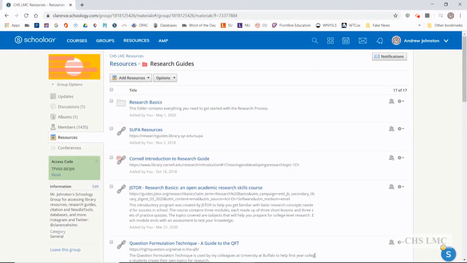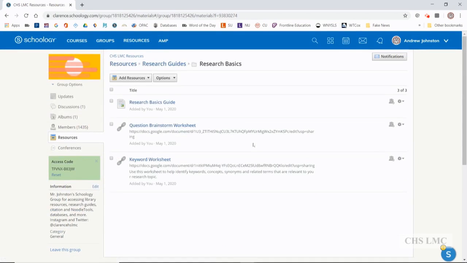Okay guys, we are looking for the question brainstorming worksheet. I've created this folder, the research basics folder here. I also moved the keyword worksheet, so if you're looking for that on the Schoology page, it is in here. And here is the question brainstorm worksheet. Click on that, it'll open the Google Doc.